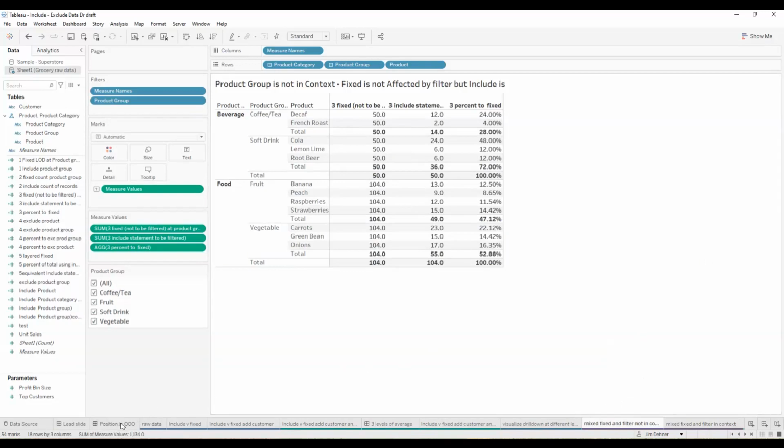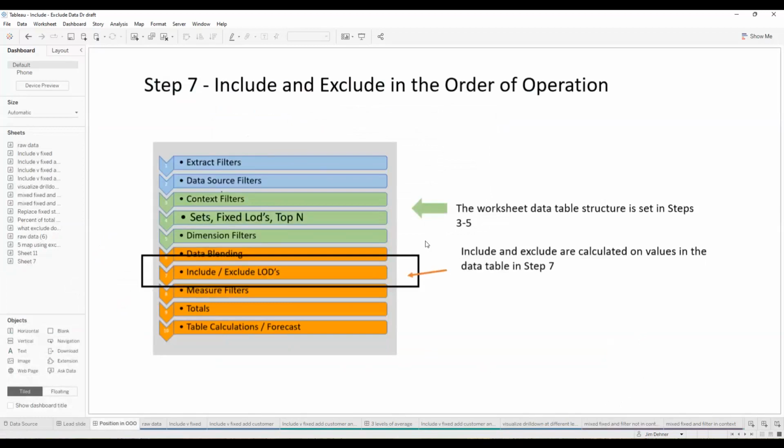And I want to go back to this order of operation, and you'll be able to see it here. If I write an expression that's a fixed LOD, and I apply a dimension filter on that expression, the dimension filter is applied after the LOD is calculated. The fixed LOD is calculated in step 4 of the order of operation. So it's fixed at that point, and then we apply a dimension filter after, and the fixed LOD is not going to be affected by the dimension filter.